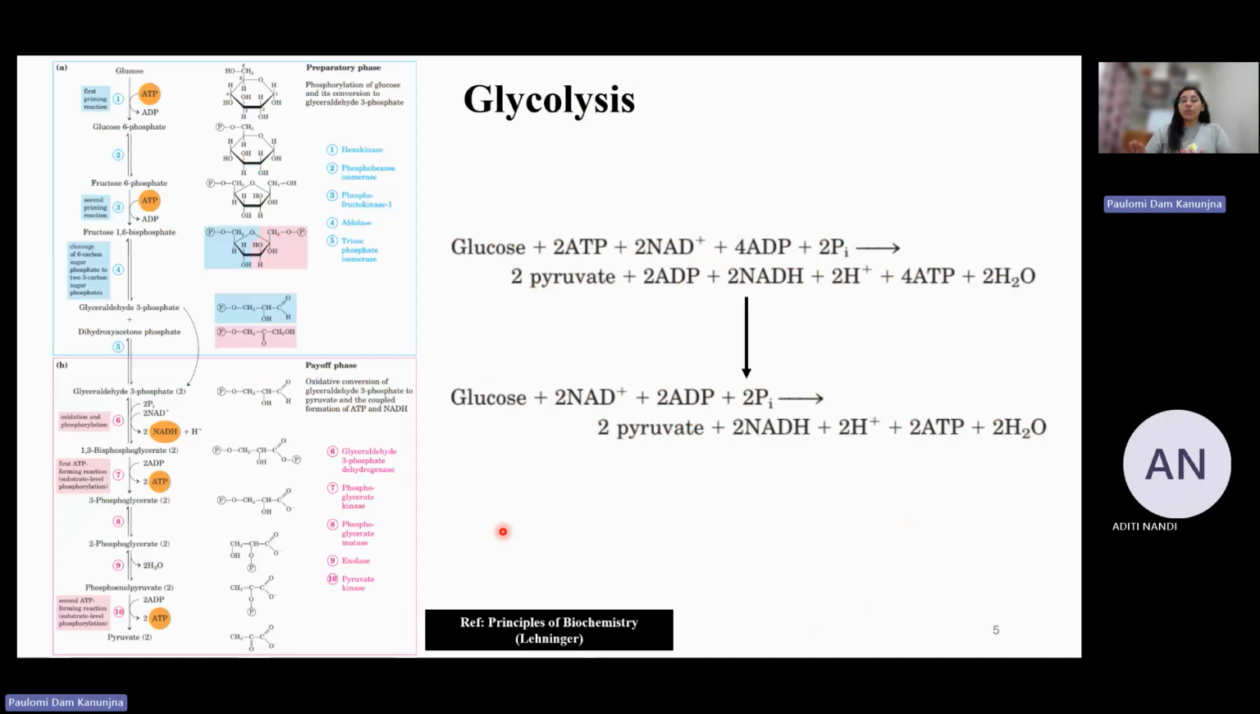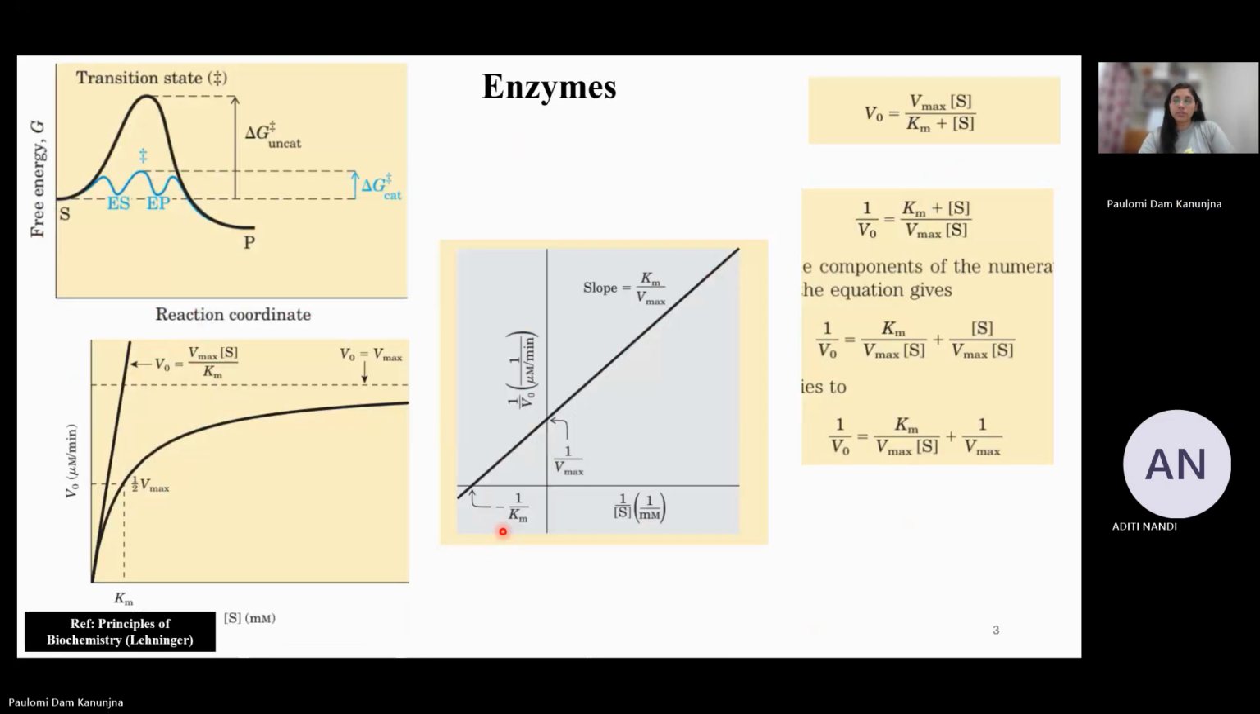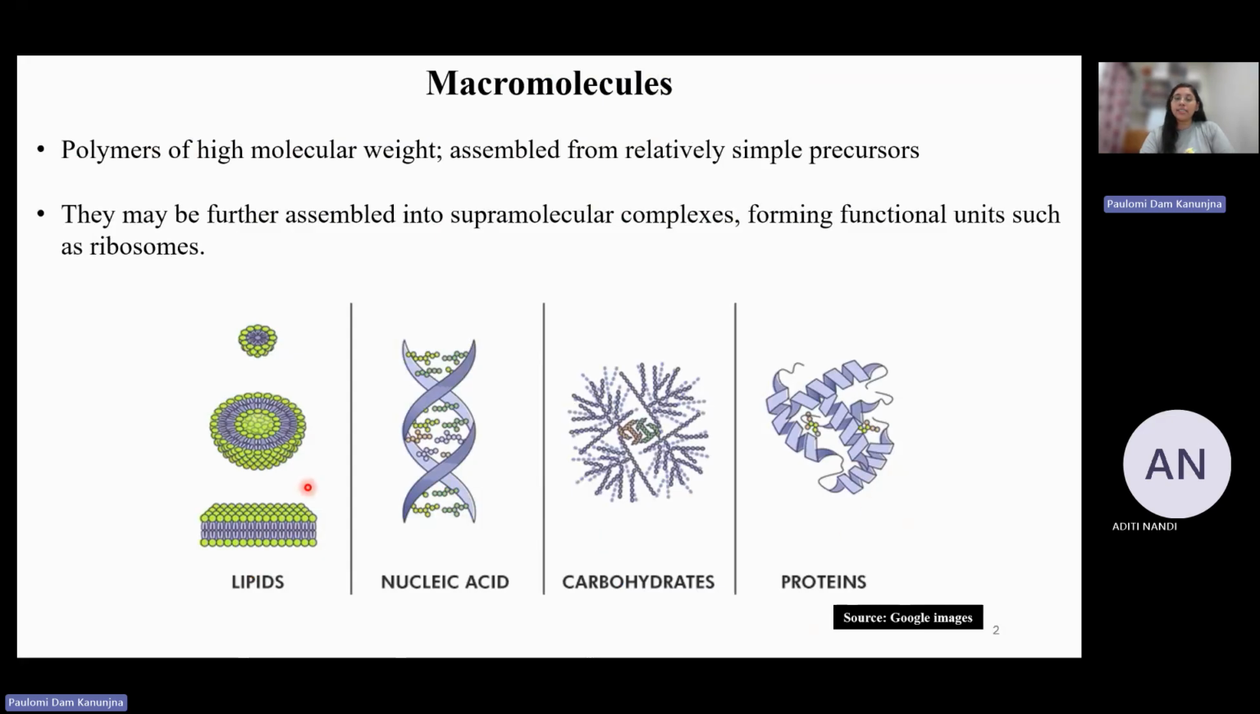Okay, and then we move to this particular topic, where the 4 macromolecules that we discussed are lipids, carbohydrates, proteins, and nucleic acids. What we next did is, how is lipid broken down? How are lipids made? How is nucleic acid broken down? How are they made? How is carbohydrate broken down, and how is it made, and similarly for protein?